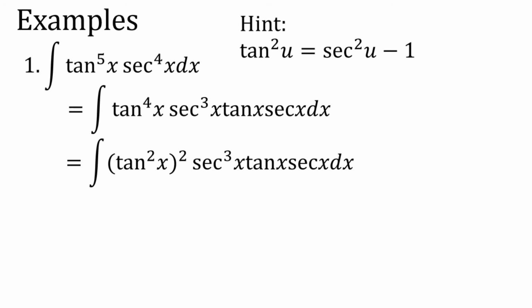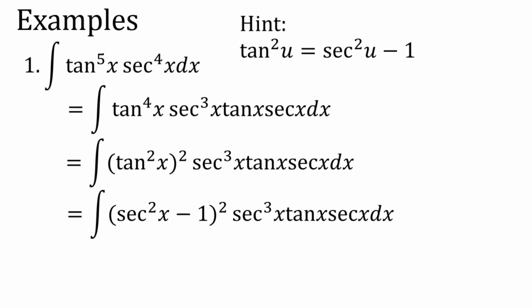So we are going to use this Pythagorean identity. Tangent square u equals secant square u minus 1. So we are going to change tangent square x into secant square x minus 1. So now we're going to have the integral of secant square x minus 1 raised to 2 secant cube x tangent x secant x dx.